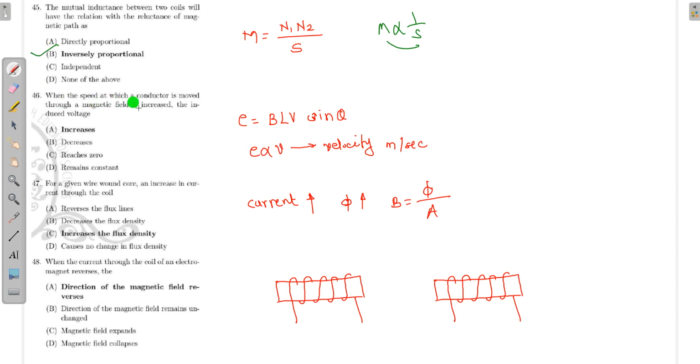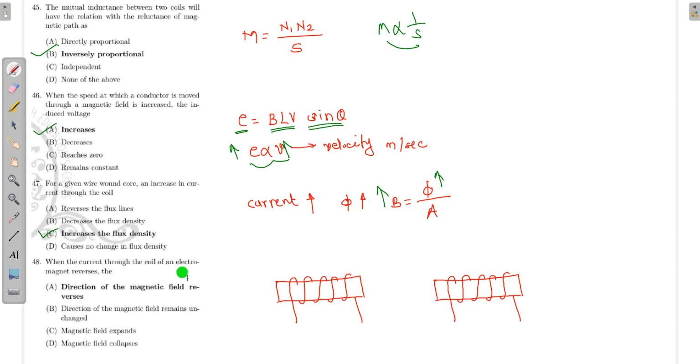When the speed at which the conductor is moved through the magnetic field is increased, the induced voltage. We know that induced voltage is equal to B L V sine theta, where V is the velocity, so EMF is proportional to V. Suppose V increases, the EMF induced also increases. For the given wire wound core, an increase in the current through the coil: if the current increases, flux increases. As the flux increases, flux density also increases.